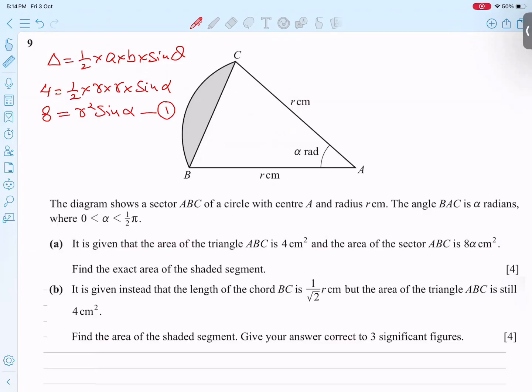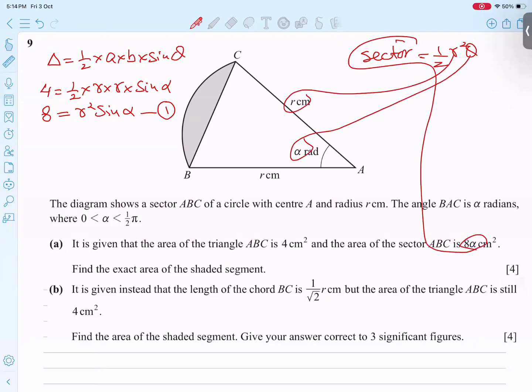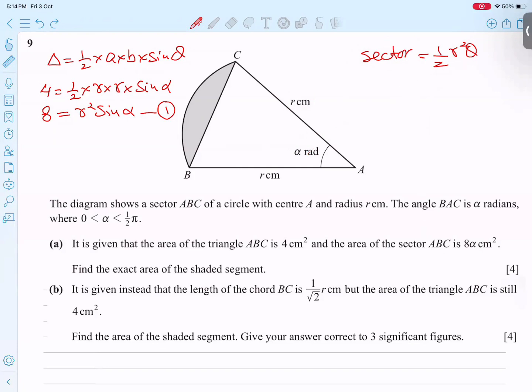Second part, he said the area of the sector. The area of the sector means this full part is called the sector, and the area of a sector formula is very clear: half R squared theta. Theta is alpha, and the sector area given is 8 alpha. I use it here: 8 alpha equals half R squared alpha. Alpha cancels, and I get 16 equals R squared. R becomes plus and minus 4, but you know very well that a length is never negative. So I got the radius.